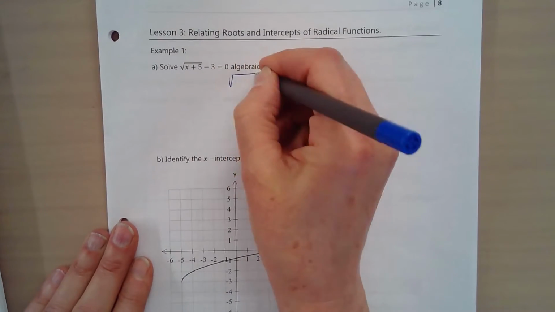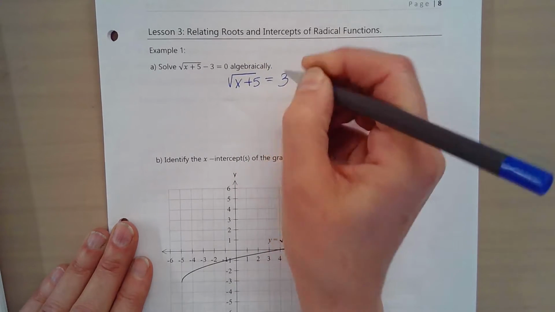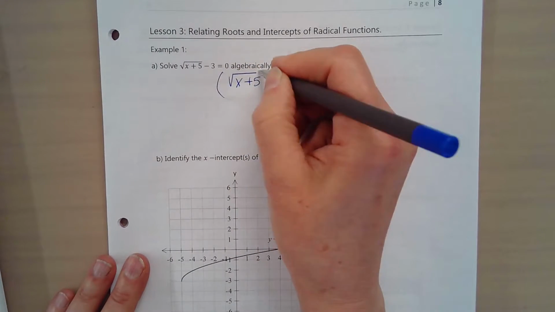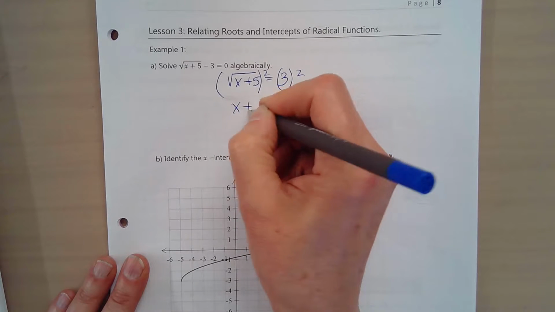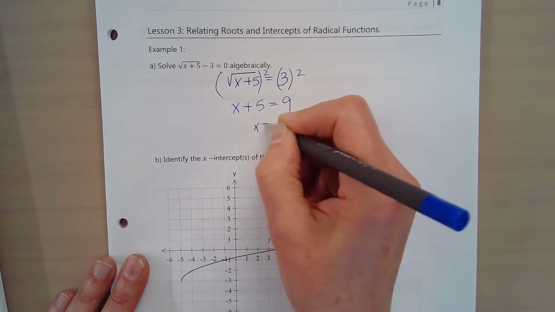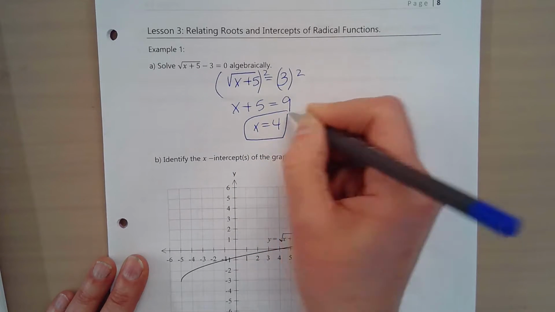Did you move the 3 over? I think I would have done that. You can do it without moving the 3 over, it just makes it lots more difficult. Okay, then I square both sides. And I get x plus 5 equal to 9. X equal to 4.